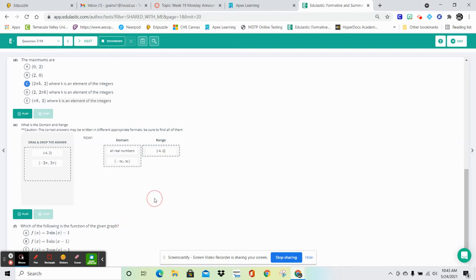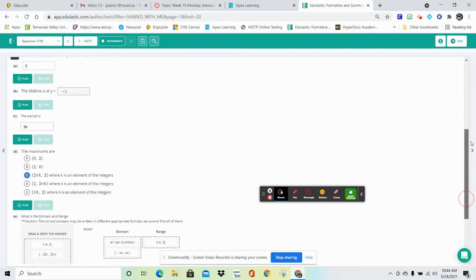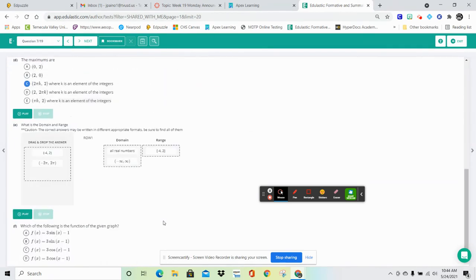Which of the following is the function of the given graph? Let me move this out of the way. We know that the amplitude is 3, and we know that k is -1. So we are talking about either A or C. Let's plug in 0, and we should get 2. We're just going to test it out.